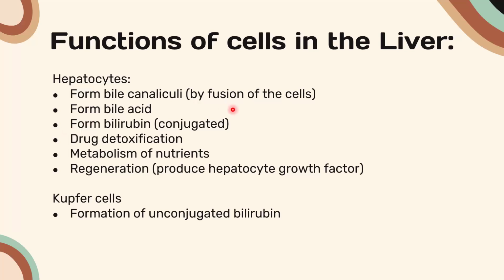So you don't want to give this patient a medication that is metabolized by the liver, because the liver is not at its optimum state. It won't be able to break down that medication, and that medication will start to accumulate in the patient's body, reaching toxic levels. So instead of helping the patient, it becomes toxic and harms the patient. That's why you need to know that drug detoxification is a function of the liver, and also which medications are broken down by the liver. Coming to Kupffer cells, we talked about how they are a type of macrophage and they help in the formation of unconjugated bilirubin.